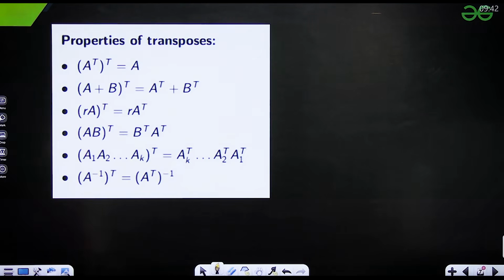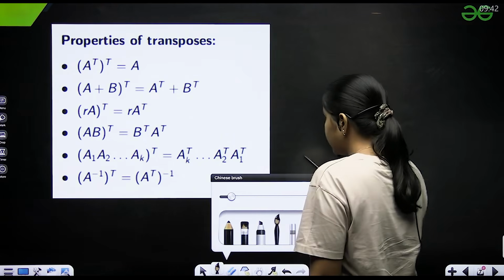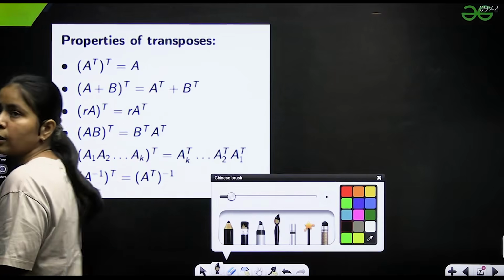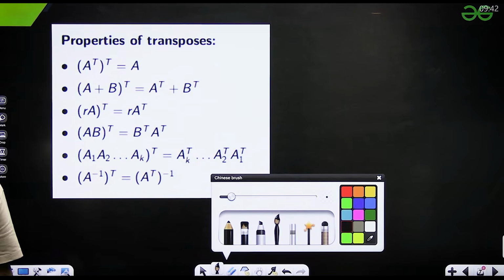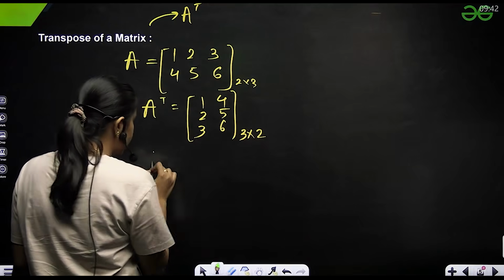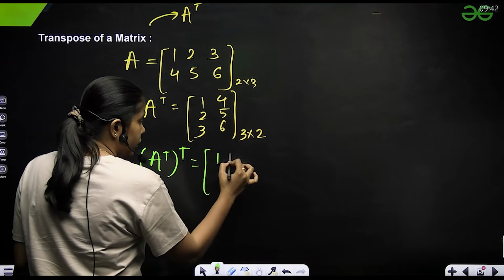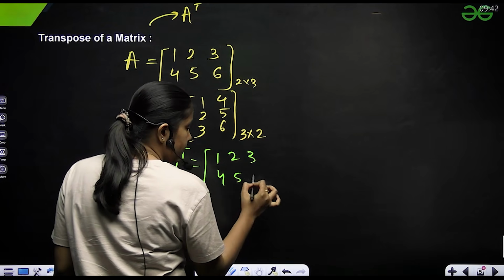So let's discuss some of the properties of transpose. What are those properties? It says that the transpose of the transpose of A is A. That is also correct, because if you take the transpose again, A transpose transpose, you would get 1, 2, 3, 4, 5, 6, right?